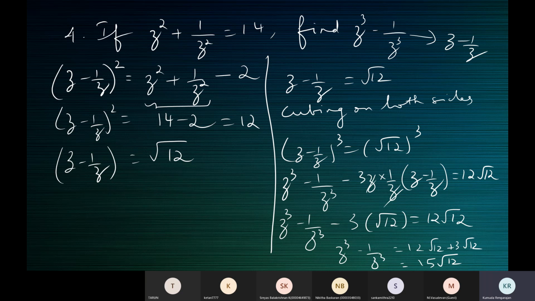So to find the value of z cubed minus 1 by z cubed, we need the value of z minus 1 by z. And to get the value of z minus 1 by z, we just square it and expand it. So when you do that, you can find the value of z minus 1 by z, which is root 12. Please write down.